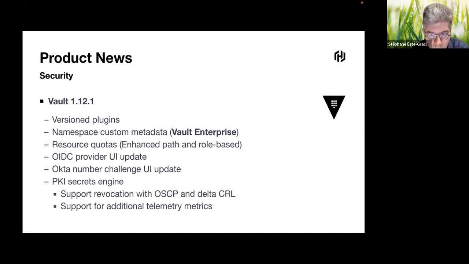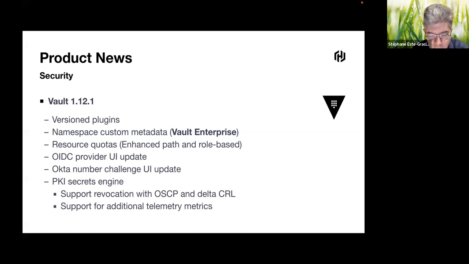Enhanced pass and role-based resource quotas with support for API pass suffixes and hot mount role have been added as well. The OIDC provider interface UI has been updated to make it easier to set Vault as an OIDC provider. Now, with a few clicks, users can have a default OIDC provider configured and ready to go. Okta number challenge interface updates.